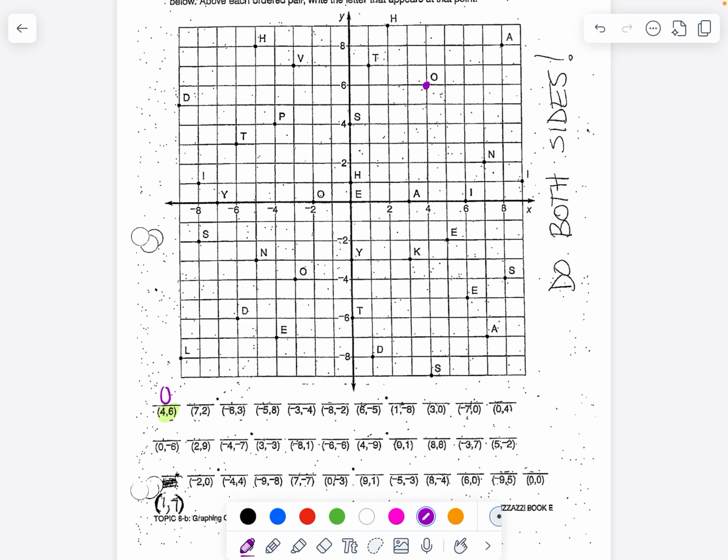So the next point says move 7 to the right, because again, we have positive numbers. So we're going to move 7 to the right, and then we're going to move 2 up. So if we do that, we're going to be right here at point N. So we're going to put an N on the line.